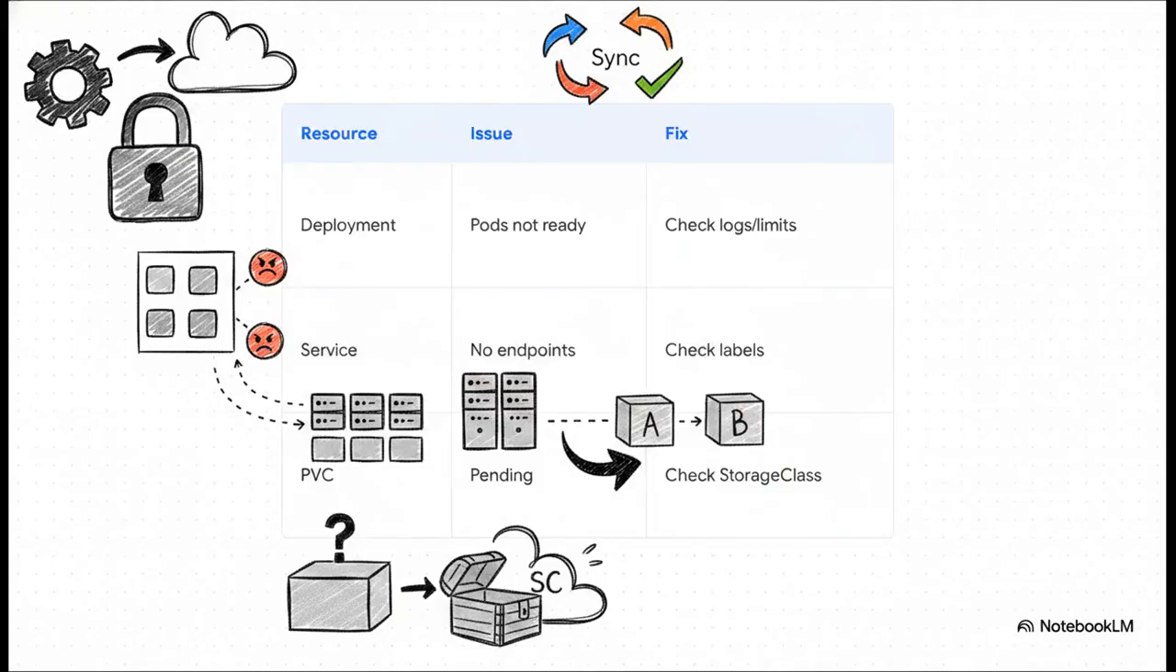If your sync ever gets stuck or throws a degraded health status, you can use this quick troubleshooting matrix. If a deployment fails, your first stop should be checking your pod logs or your resource limits. If a service isn't routing, it almost always means your labels just don't match your pods. And if a persistent volume claim is stuck pending, double-check that your storage class is actually available in that specific cluster.